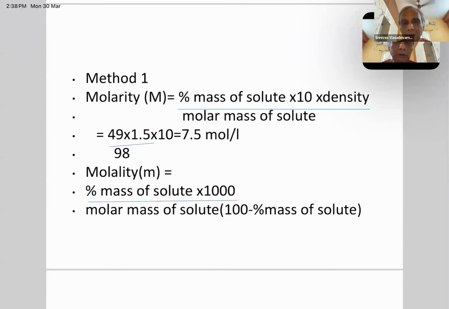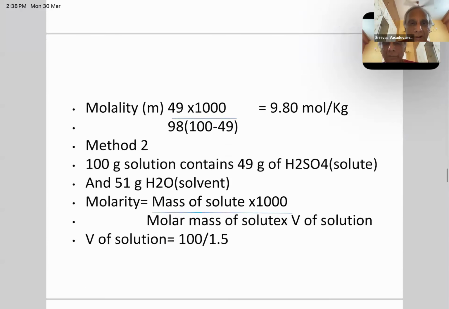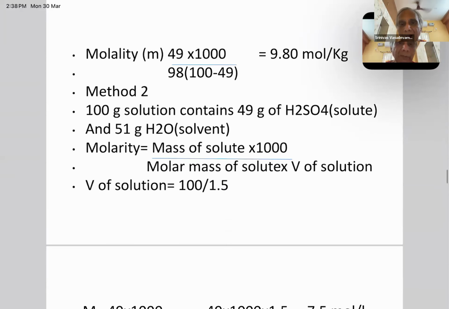Molarity is percentage mass of solute divided by molecular mass of solute into 10 into density. So 49 by 98 into 1.5 into 10, that is 7.5 mole per liter. Molality is percentage mass of solute by molecular mass of solute into 1000 divided by 100 minus percentage mass of solute. So 49 by 98 into 1000 divided by 100 minus 49, which is equal to 9.80 mole per kilogram. The second method is from concepts here.